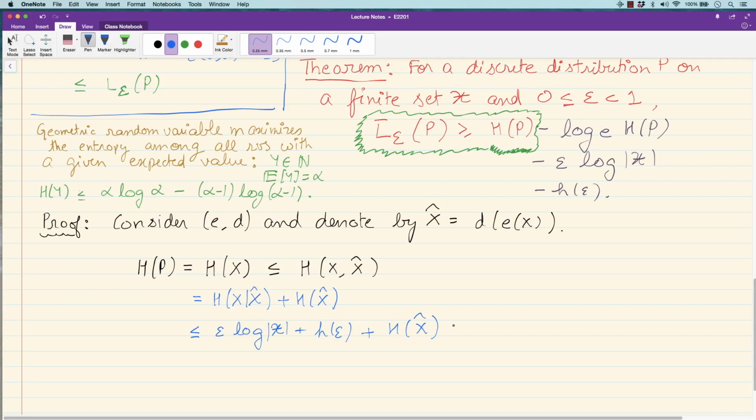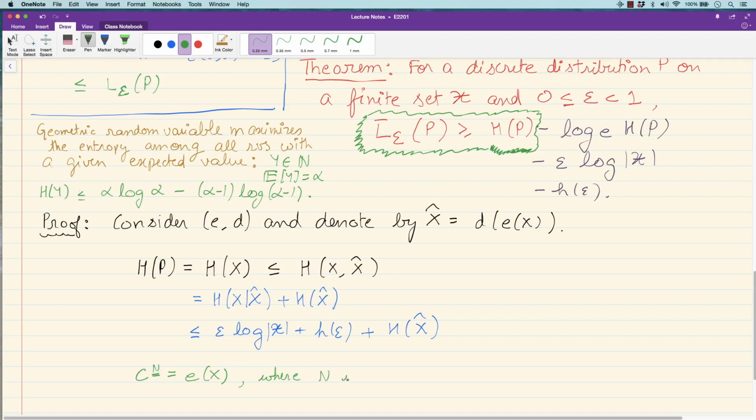So we have shown that h of P is less than this. But how do we bring in length here? This x hat is the estimate. How do we bring in this variable length? To do that, we make an interesting observation. Let's look at this code Cn. So let Cn be e of x. Here n is the variable length.